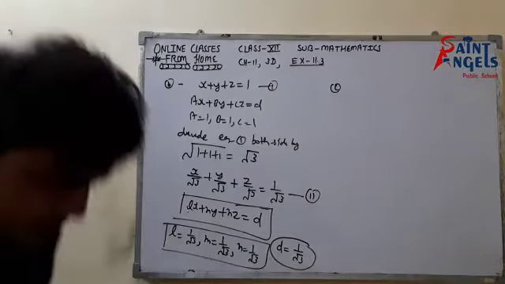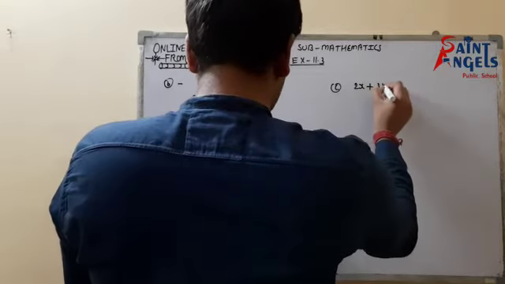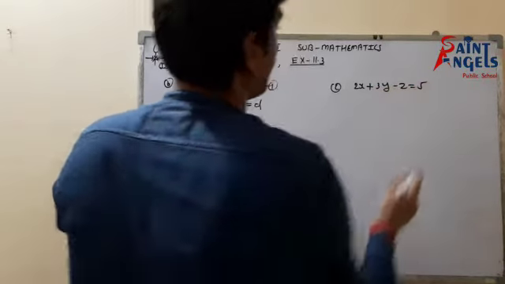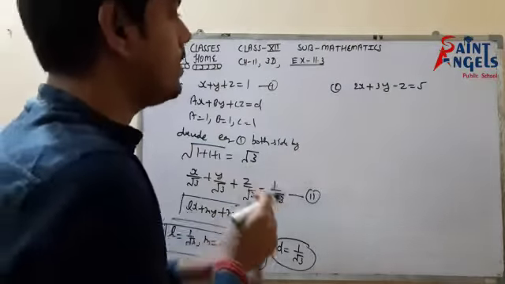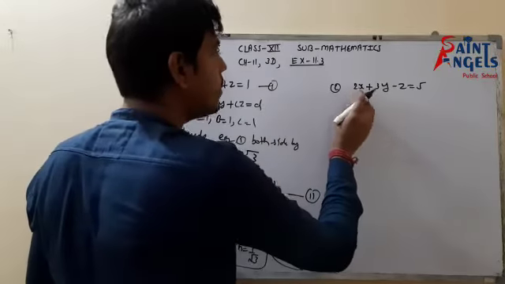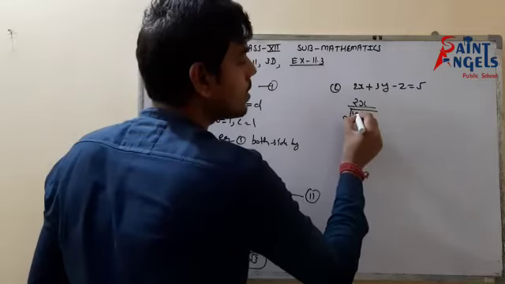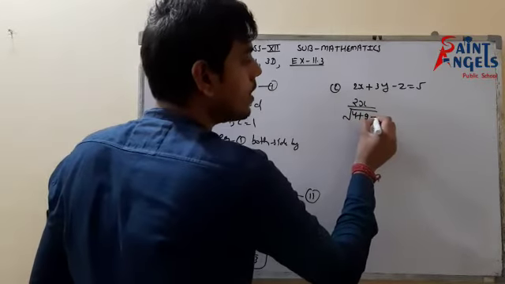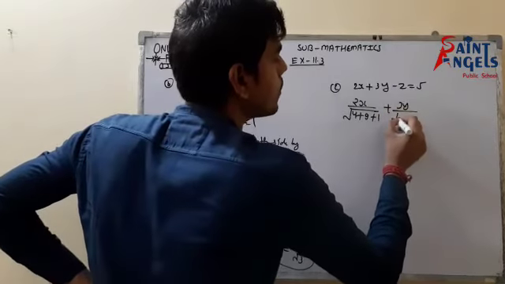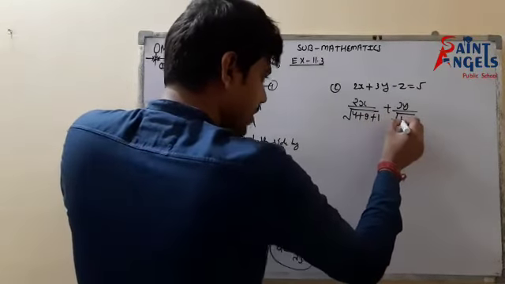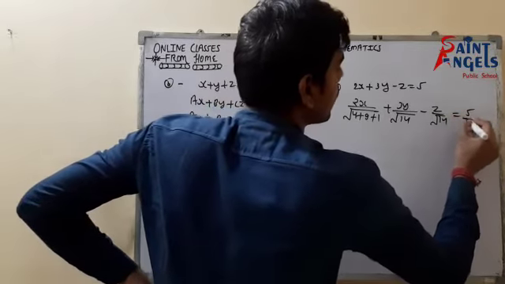The C part is: the equation is 2x plus 3y minus z equals 5. First of all we have to convert this equation into normal form. So now I am doing it directly. For normal form I have to divide all the terms by under root a square plus b square plus c square. That gives 2x upon under root 14 plus 3y upon under root 14 minus z upon under root 14 equals 5 upon under root 14.